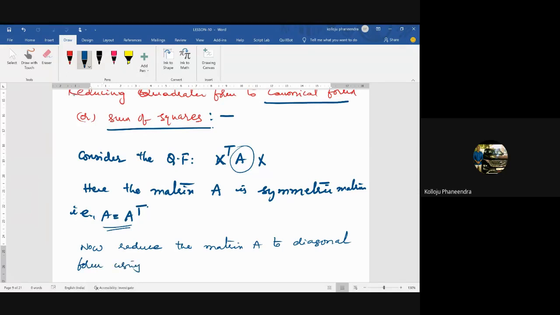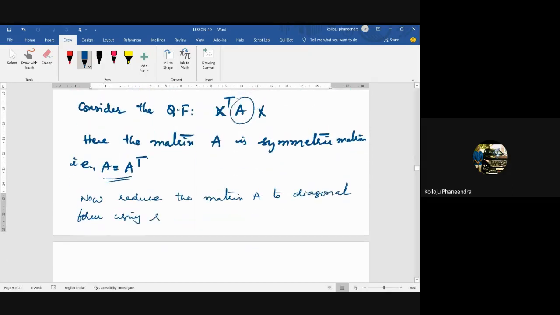Using what? Similarity transformation. What is that similarity transformation? P inverse AP equal to D. D stands for diagonal matrix, where diagonal positions are eigenvalues of A.